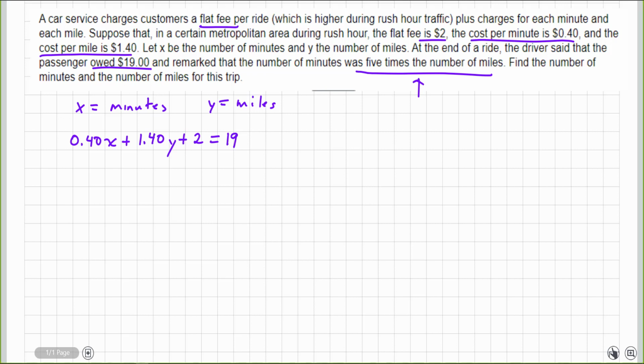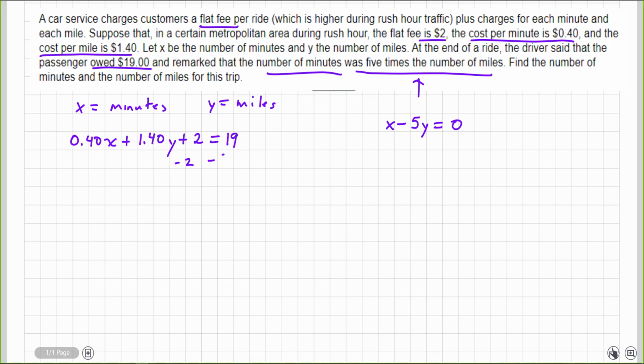All right, and now the second part here talks about the relationship between the minutes and miles, that the number of minutes was 5 times the number of miles. So I can write that as x minus 5y equals 0, because if you think about it, if y is just 1, then x is 5, and you're going to get 0. All right, so I have 2 equations here now that I can actually solve for x, the number of minutes, and y, the number of miles.